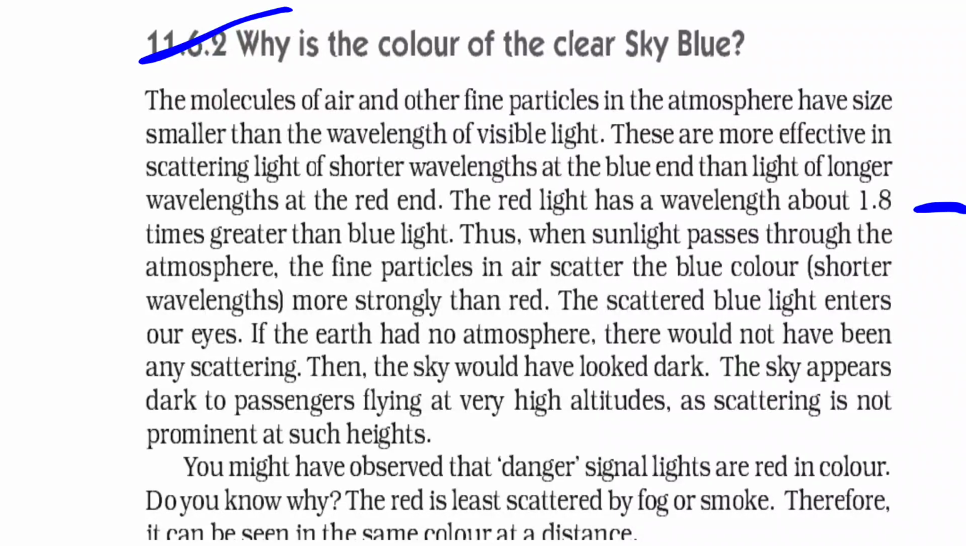If the earth had no atmosphere, there would not have been any scattering. Then the sky would have looked dark. The sky appears dark to passengers flying at very high altitude as scattering is not prominent at such heights. You might have observed that danger signal lights are red in color. Do you know why? The red is least scattered by fog or smoke. Therefore, it can be seen in the same color at a distance.